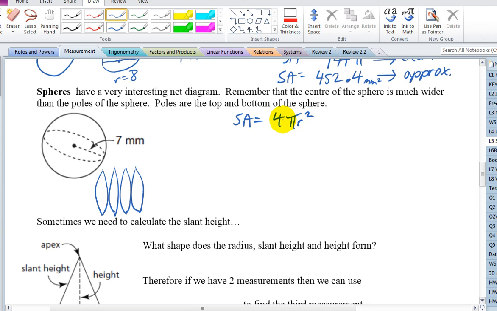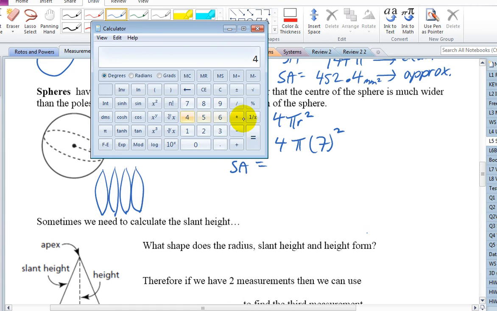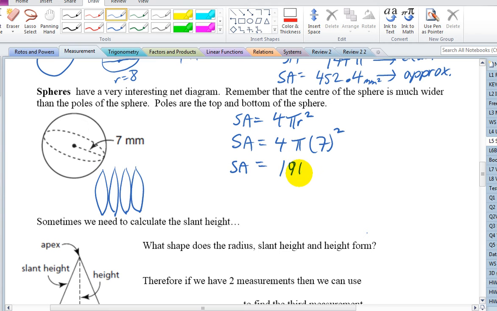Now you could use the other one with the d, but because we're given the radius, let's use that. So surface area equals 4 times pi times r squared, which is 7 squared. That's not 7 times 2. So it's 4 times 49. 7 squared is 49. So 4 times 49 equals 196 times pi.